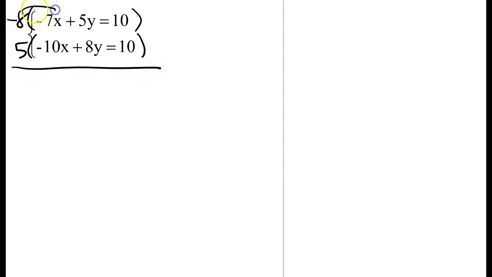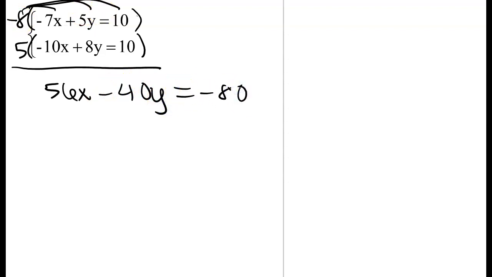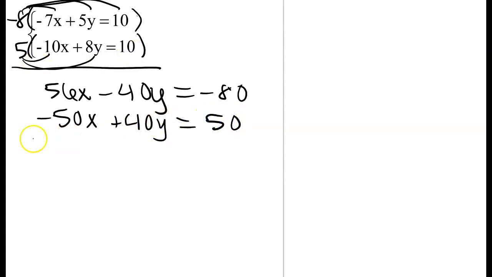Let's do my distributive property here. Negative 8 times negative 7x is positive 56x. This might be a calculator situation coming up soon. Negative 8 times positive 5 is a negative 40y. Negative 8 times 10 is negative 80. And then distribute on the bottom. 5 times negative 10 is negative 50. 5 times 8, positive 40y. And then 5 times 10 is positive 50. Actually, I think we can do this without a calculator.